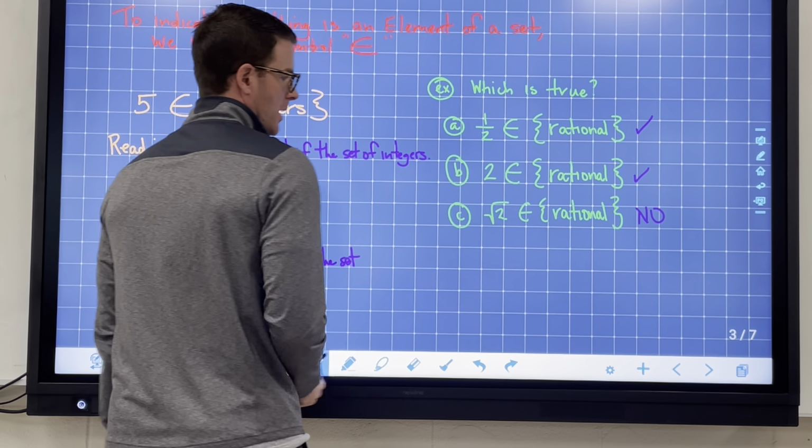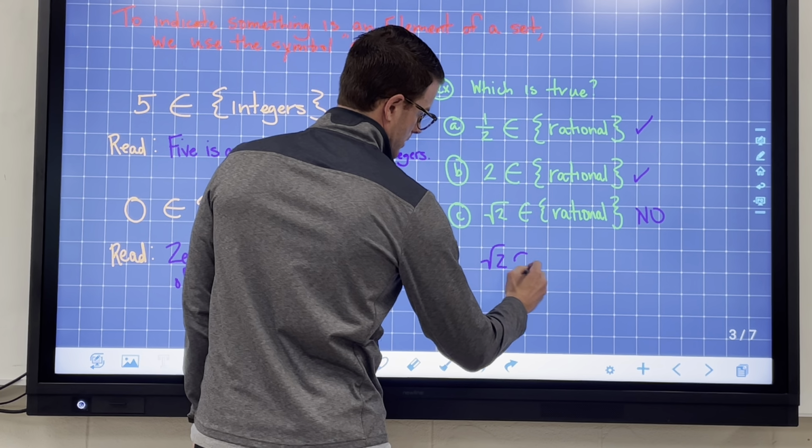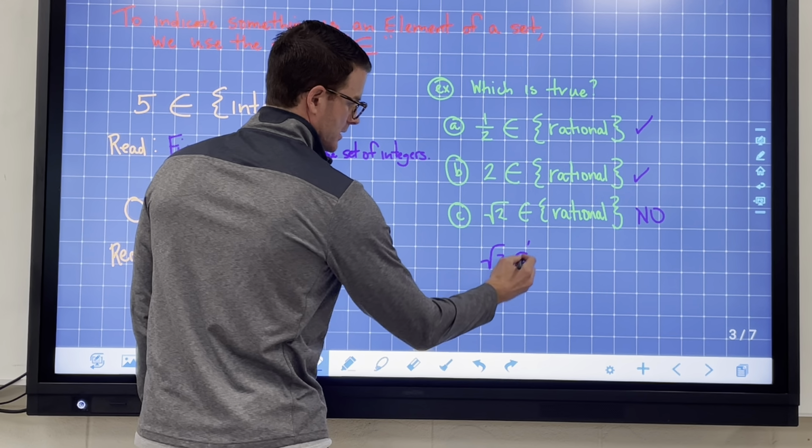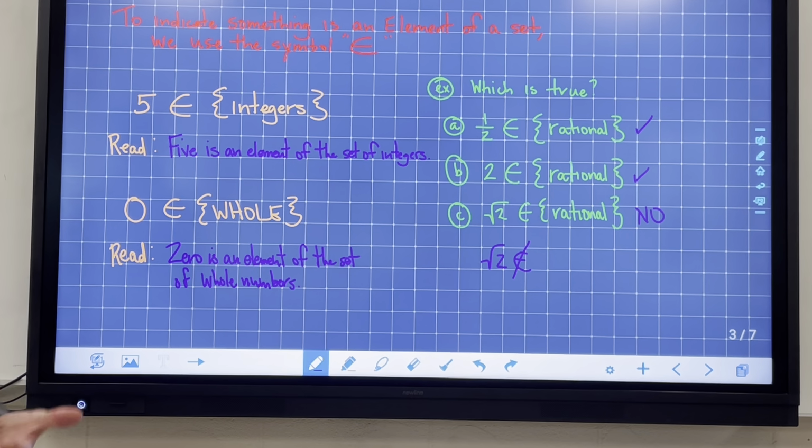And so you might see, right, this, the element symbol with a line through it. Okay, and so that would be, this is not an element. √2 is not an element of the set of rational numbers. All right, so another symbol there for you, the element symbol with the line through it, to indicate no, this is not an element of that set. All right, going to the next slide here.